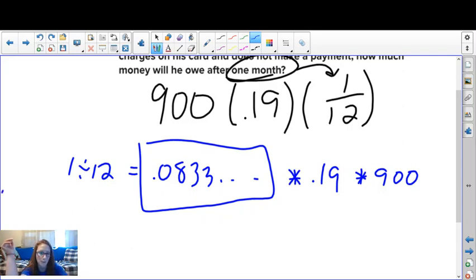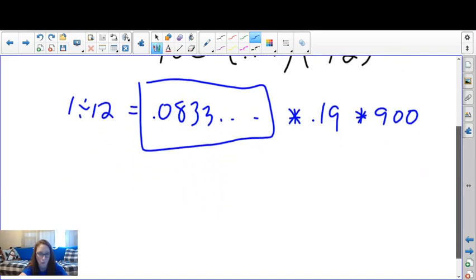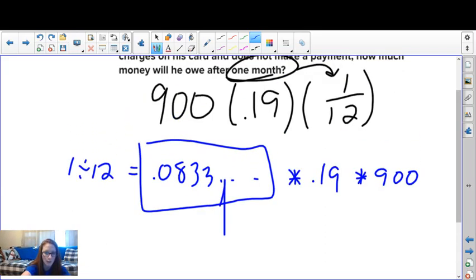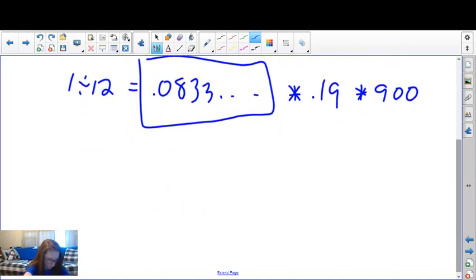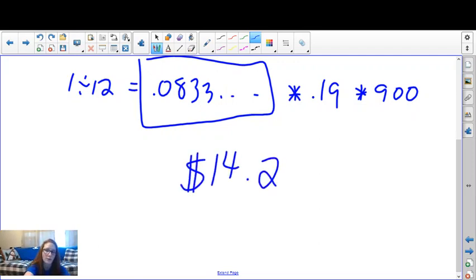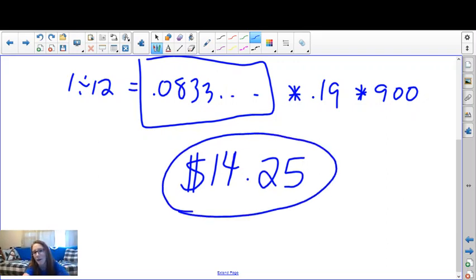You're rounding too early. I would prefer you didn't round and just left it in as such. Trust me, it makes your answers a lot nicer. So he ends up paying an additional $14.25, which doesn't seem like a lot. But when you put more extra stuff on that, 19% comes real fast, and that makes very large amounts.